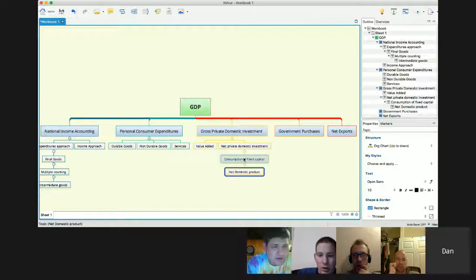Services. Oh, we already got services. Okay. We need to do taxes on production and imports. I would throw that under net exports personally. Should be one tax on production and imports? It's taxes on production and imports, so it's both.